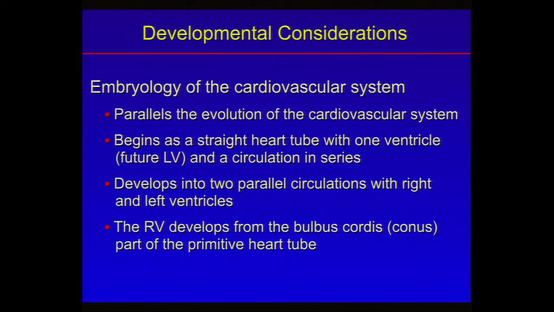So as I said, the embryology of the cardiovascular system parallels the evolution. It begins as a straight heart tube with one ventricle, that's going to be the future left ventricle, and a circulation in series. What ensues is development from one straight heart tube into a complex system with two parallel circulations with right and left ventricles. And the right ventricle develops from what's been called the bulbus cordis or the conus or infundibulum, which is part of the primitive heart tube.